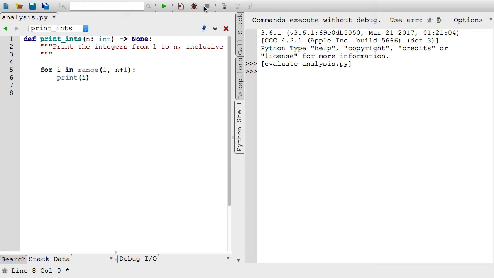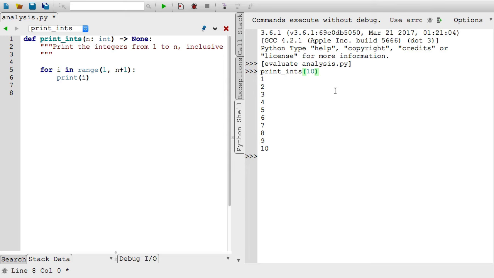The first function that we'll analyze is print_ints. This function prints the integers from 1 up to n inclusive. Let's call this function. We'll run the module and call print_ints with an argument of 10. In this case, the print function is called 10 times. That is, the for loop iterates 10 times. What if this function were called with the argument 20? In that case, the for loop would iterate 20 times, and the print function would be called 20 times. And what about 40? There would be 40 iterations of the loop.